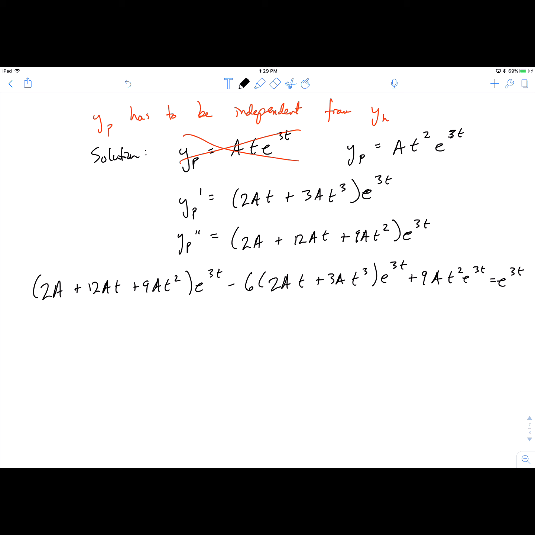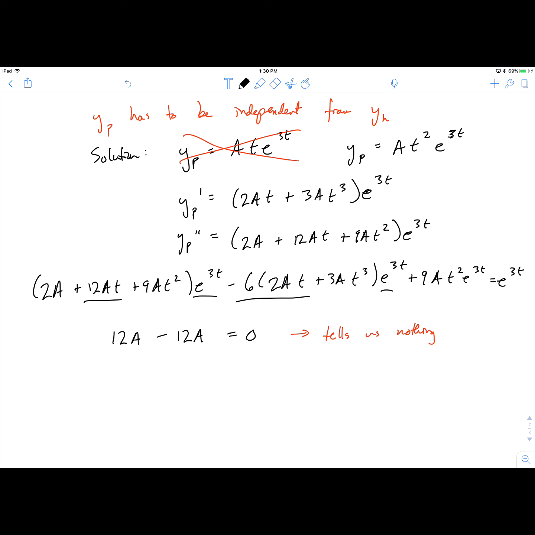If we multiply all of this out, all of these t e to the 3t, t squared e to the 3t, t cubed e to the 3t terms should equal 0, because there's no t squared e to the 3t, no t cubed e to the 3t, no t e to the 3t on the right. All of those have to be 0. So for instance, we have 12a t e to the 3t, and here a minus 12a t e to the 3t. So 12a minus 12a has to equal 0. Now this actually doesn't tell us anything, so it's kind of superfluous. You just get 0 equals 0, which is trivially true.